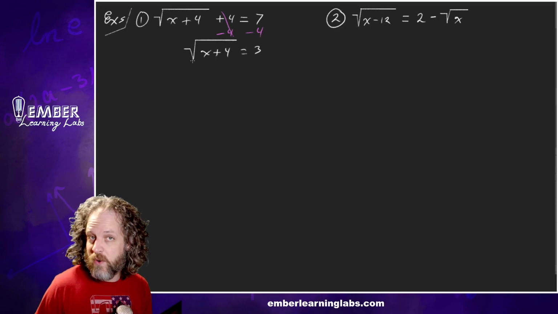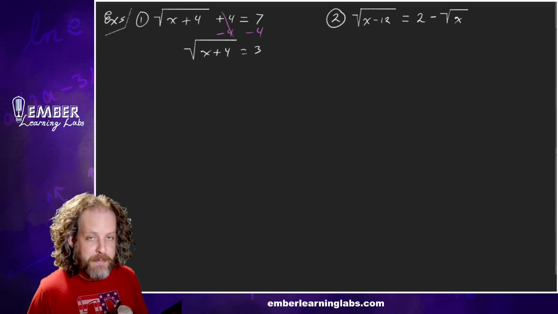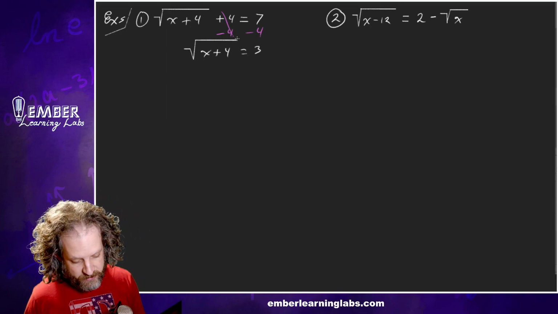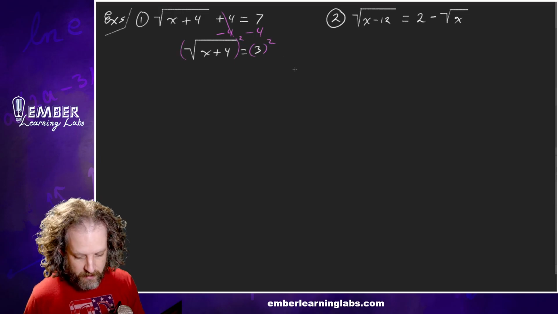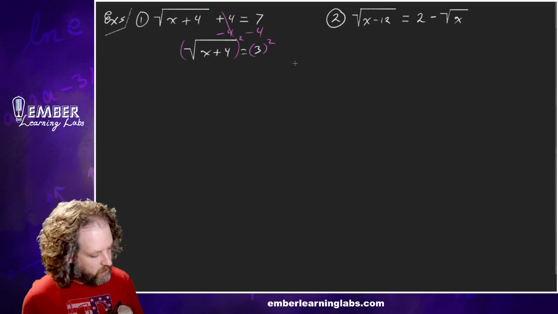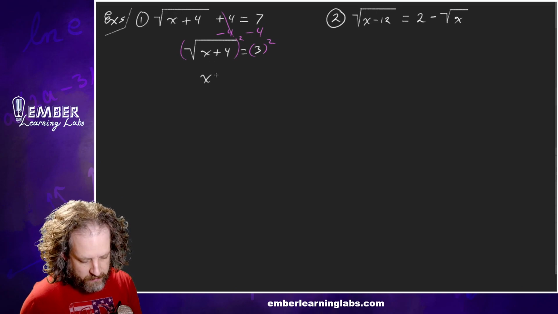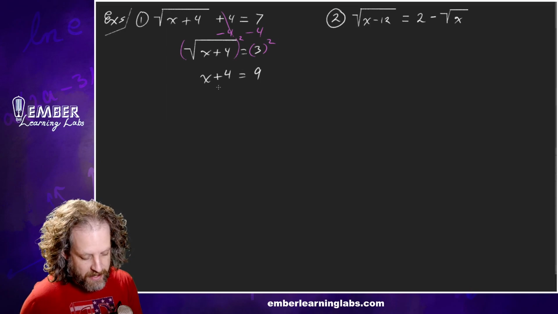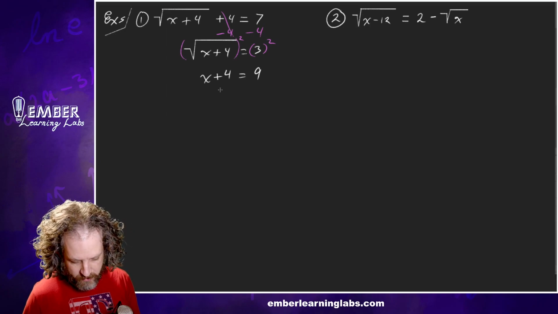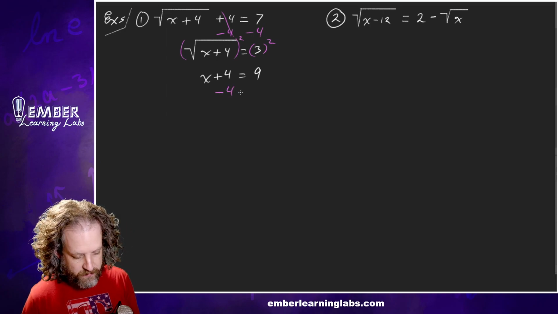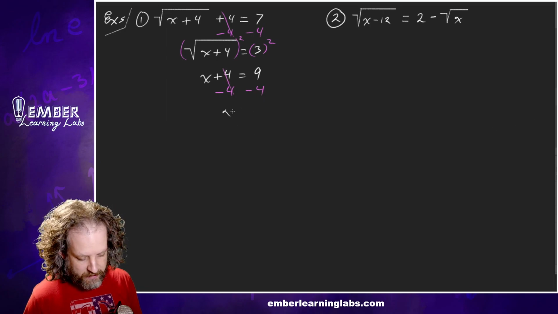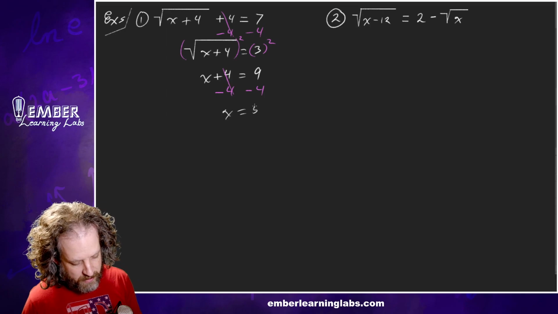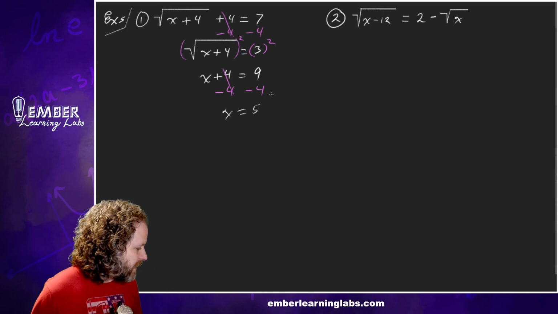Now we need to get rid of the square root. How do we get rid of the square root? What's the opposite of square rooting? What's the inverse? Well, it is squaring, right? We've done something like this a lot. So we square both sides and end up with x plus 4 equals 3 squared, which is 9. How do we get rid of this 4? We subtract 4 on both sides. We end up subtracting two different 4s off of this problem, and we end up with x equals 5. Right? Easy peasy, lemon squeezy.